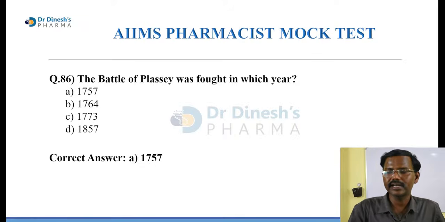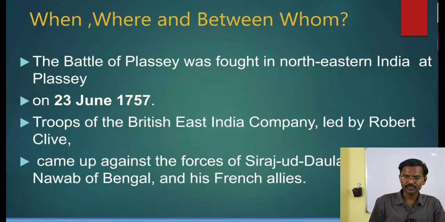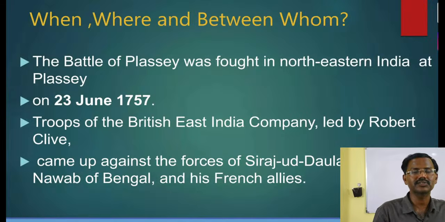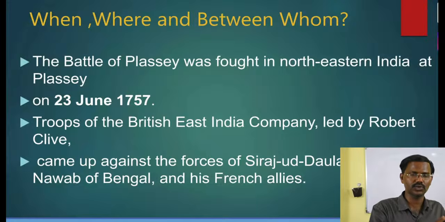So the Battle of Plassey occurred in 1757. नेक्स्ट कब हुआ? 23 जून 1757. किसके साथ हुआ? ये सिराजुद्दौला के साथ हुआ. किसको? ब्रिटिश वालों के साथ, राइट? So just remember किसके किसके साथ हुआ, राइट?